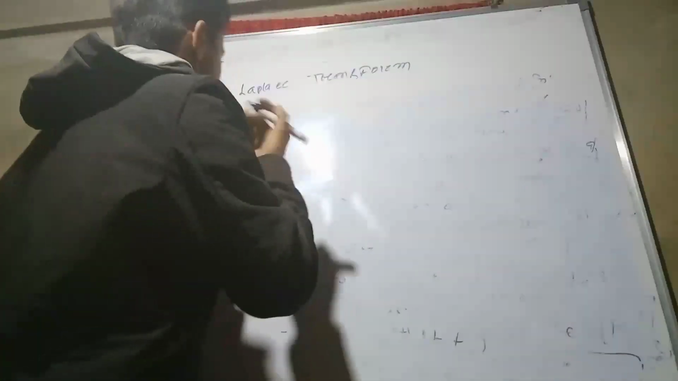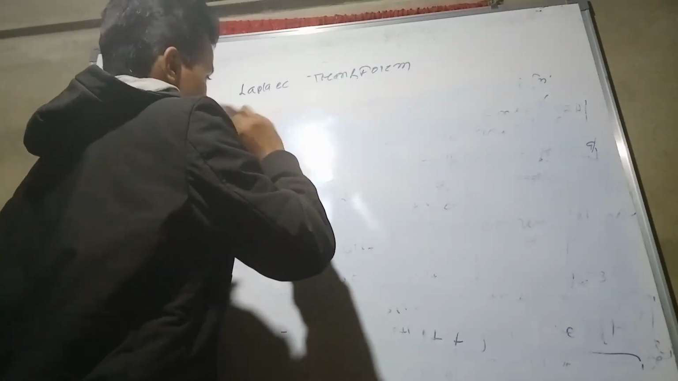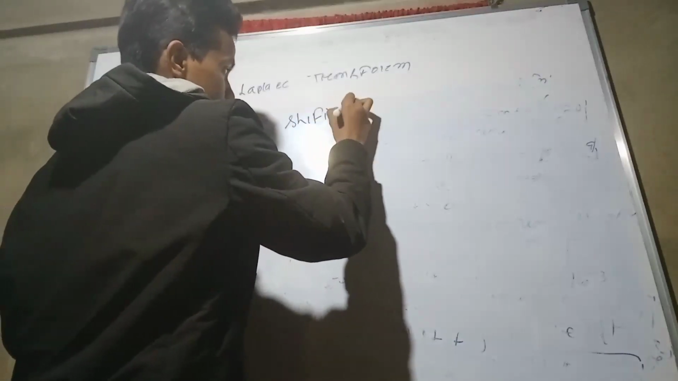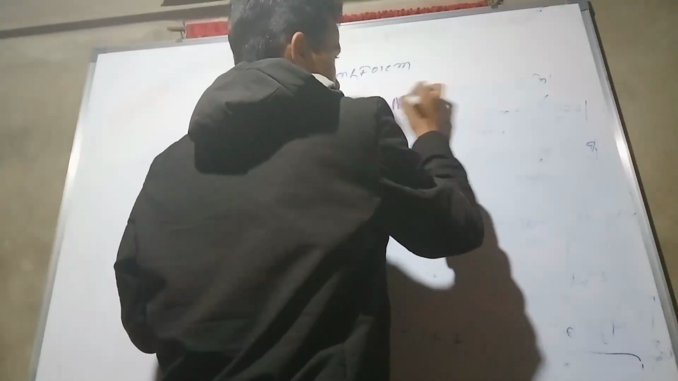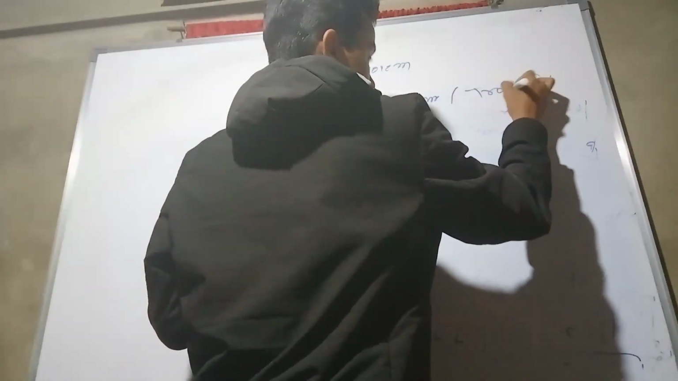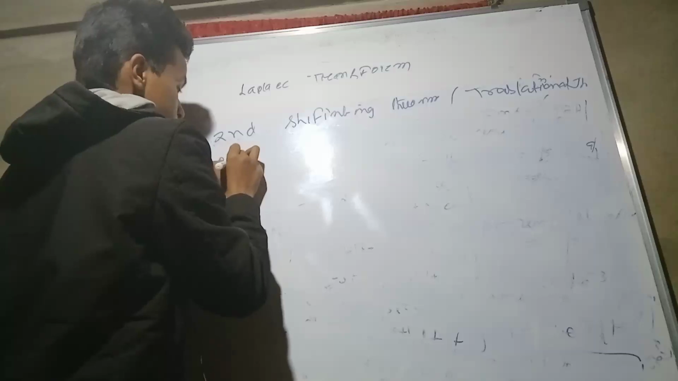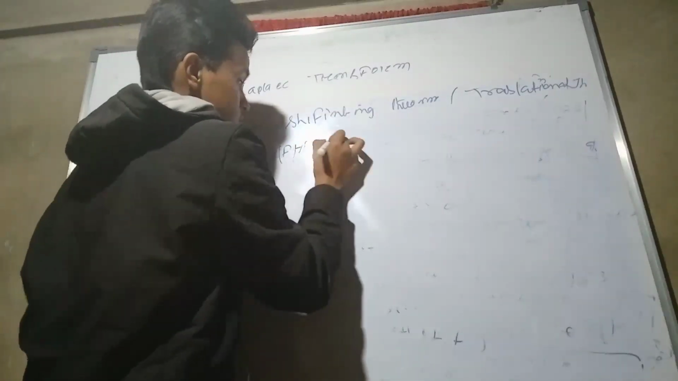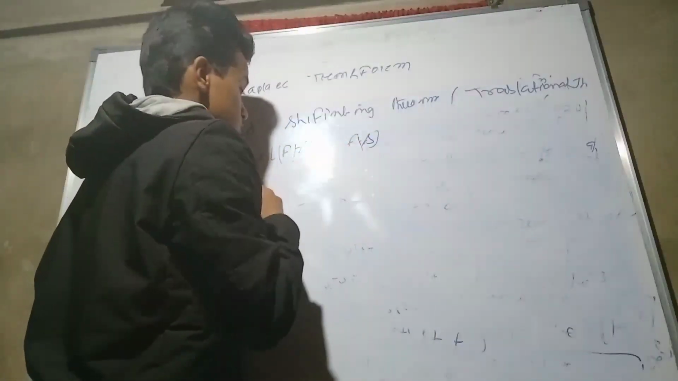Next, write down the topic of the second shifting theorem, or translation theorem. Okay, suppose the Laplace transform of f of t is equal to F of s. We have the Laplace transform of f of t equal to F of s.